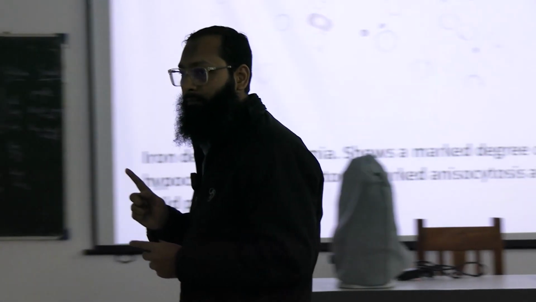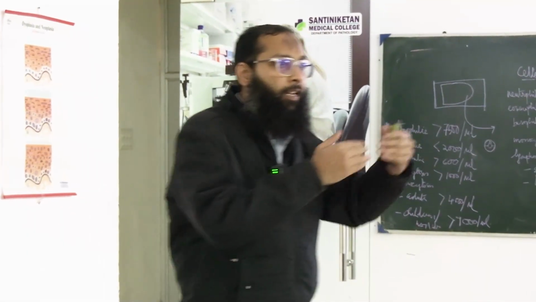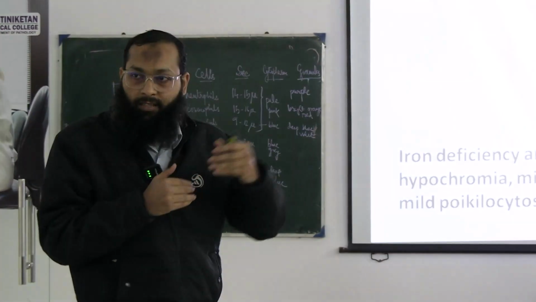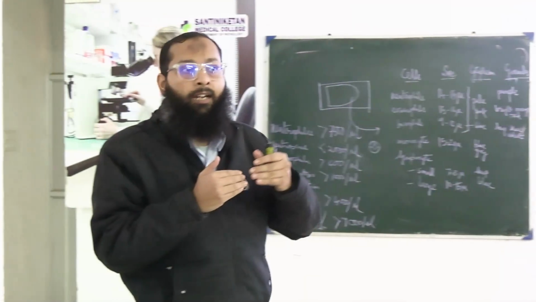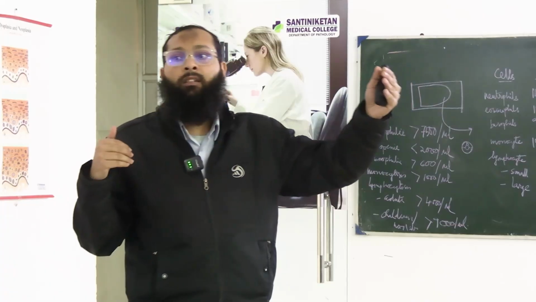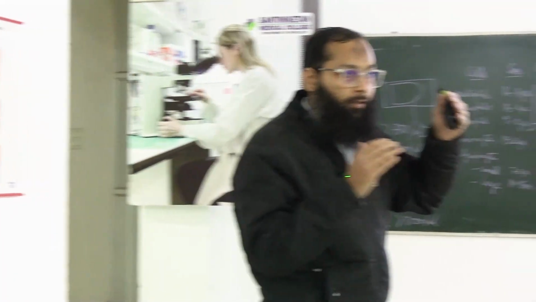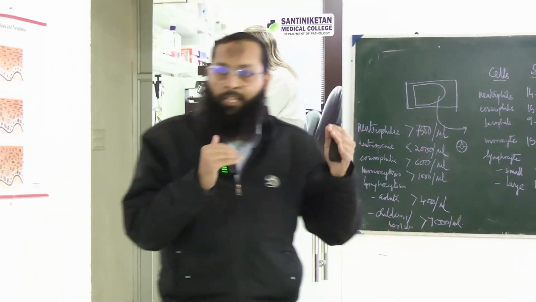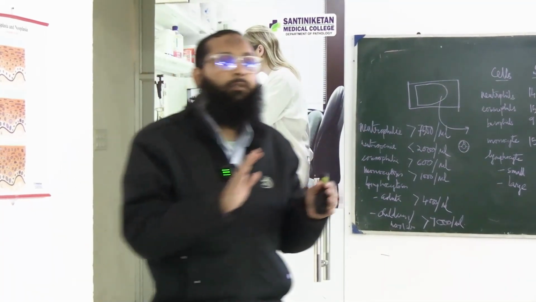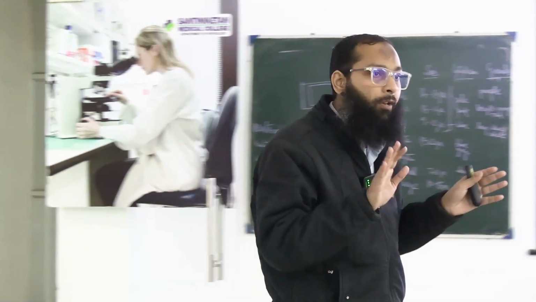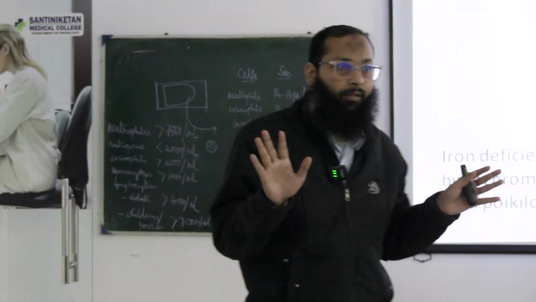RDW, red cell distribution width. RDW, in short it is called. If it is raised, it indicates that there is more variation of RBCs. And if it is within normal limit, then that indicates most of the RBCs are of uniform shapes and sizes.